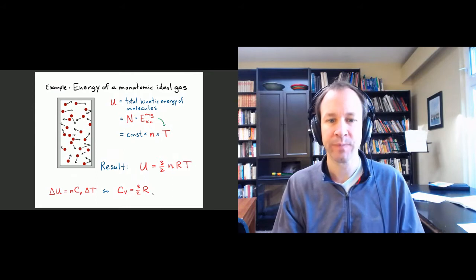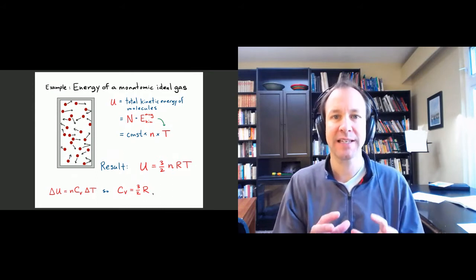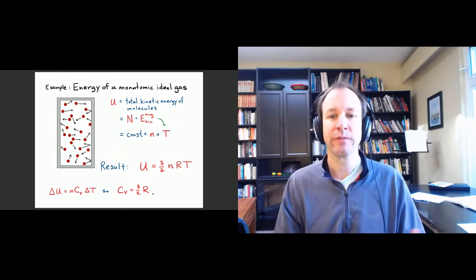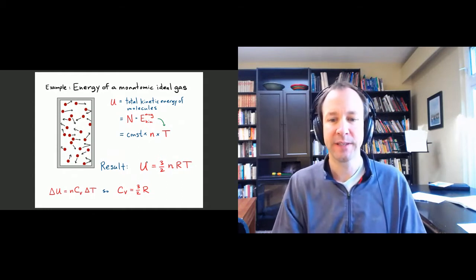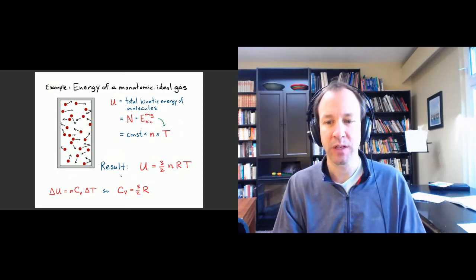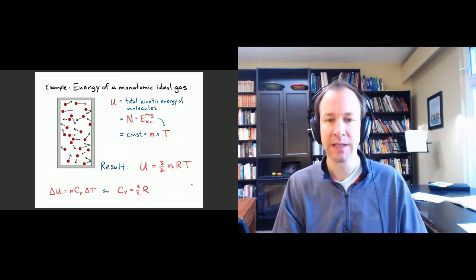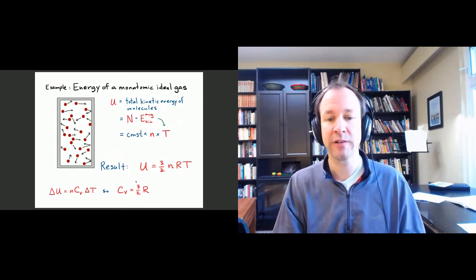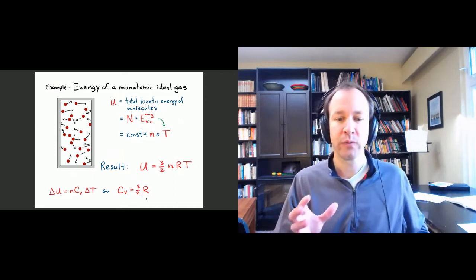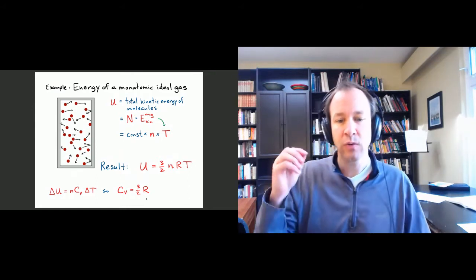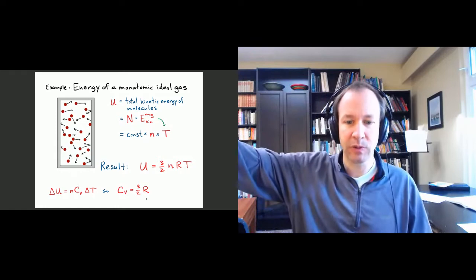So for this very special case of a monatomic ideal gas, like helium gas for example, you have simply that U is equal to 3 halves R times N times T, or delta U is equal to 3 halves N R delta T. In that one situation, we know exactly what the molar specific heat is. In all the other situations, we expect a larger molar specific heat.